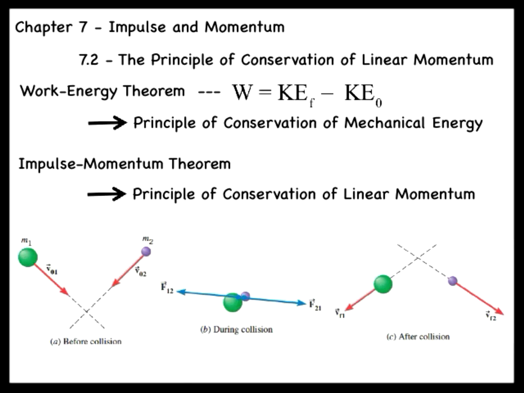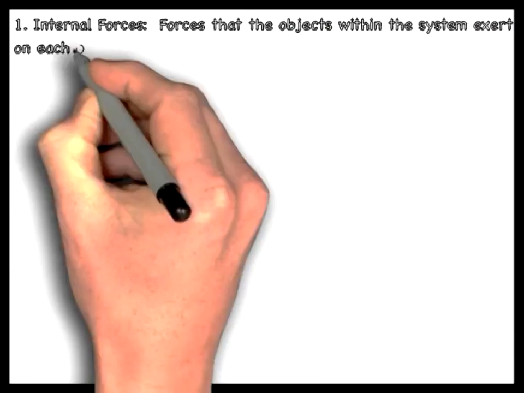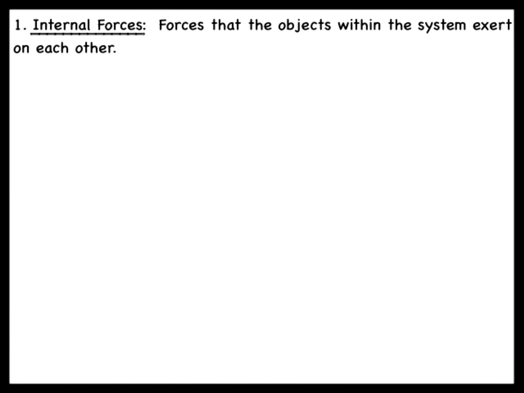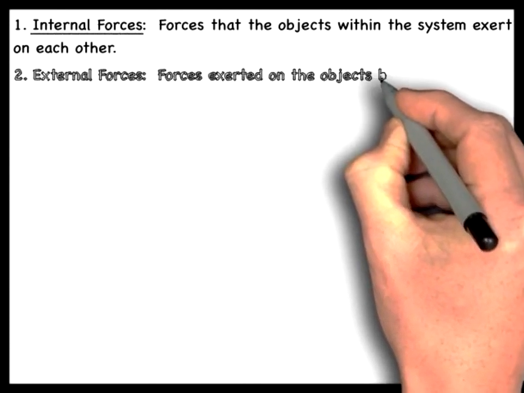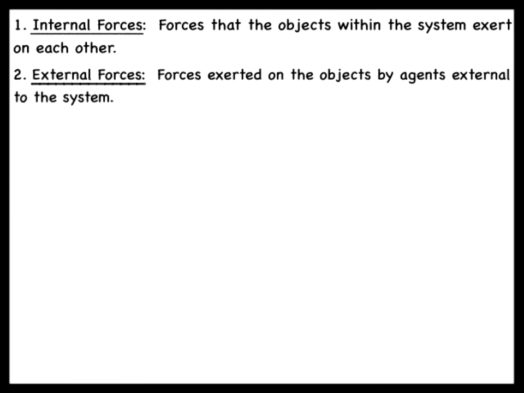Before proceeding, we need to distinguish the two types of forces that can act on the objects. The first is internal forces, which are forces the objects within the system exert on each other, and the second type is external forces, which are forces exerted on the objects by agents external to the system.